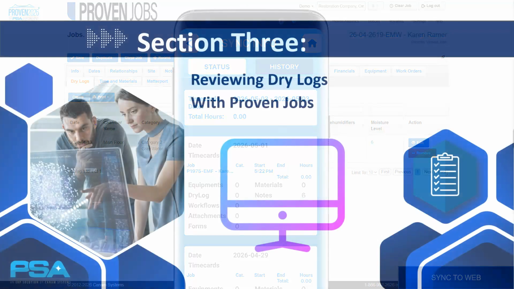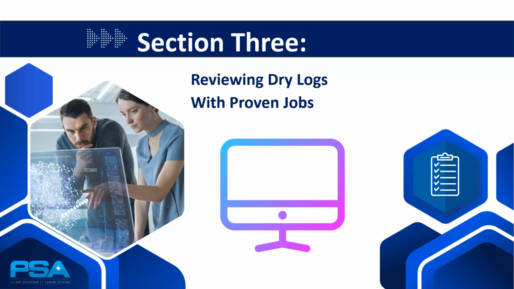Now that our field data has been synced up to our Proven Jobs web system, let's take a look at how this information resides in Proven Jobs web. The web review is where our project manager or our office admin team can validate completeness, trends, or correct data details where permitted, and prepare the records for reporting.